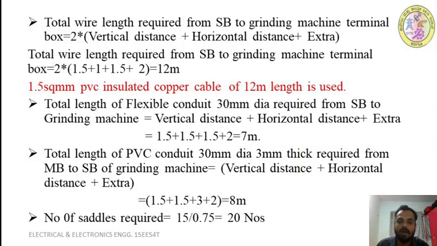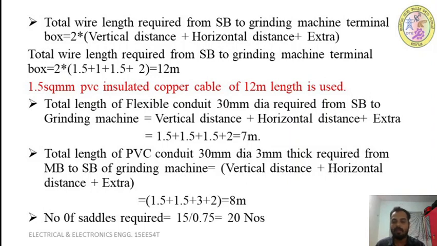And next, this is the horizontal distance. Horizontal distance we are taking 1.5 meter from the switchboard, plus extra 2 meter for looseness and all we are considering. So what is the total length, 1.5 plus 1 plus 1.5 plus 2. That is 4 plus 2, 6 into 2, so that is 12 meter. Then what is the size of the cable? Here the size is same. So 1.5 square mm PVC insulated copper cable of 12 meter length is used from your switchboard of grinding machine to the grinding machine terminals.